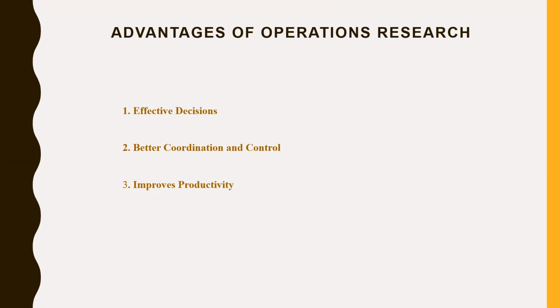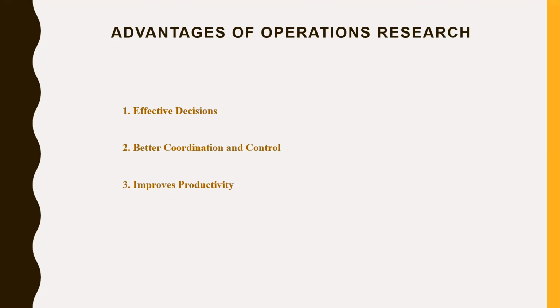Then the second advantage we saw is better coordination and control. So operation research helps all the organization to have better control and better coordination. It helps in making all the decisions which are made by different management levels and organizations of various departments to coordinate with them. And the third advantage is improved productivity.